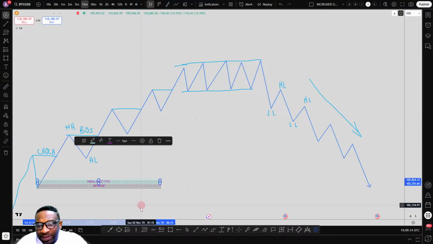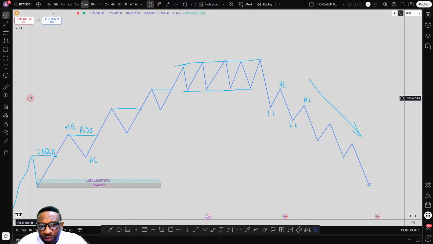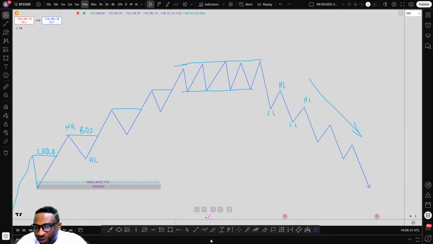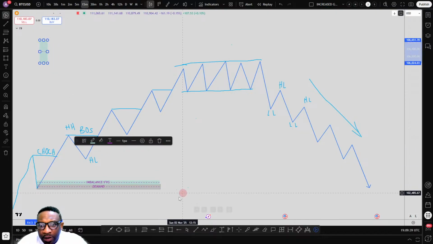So an imbalance is basically a three candle formation where the first candle and the third candle, there is a gap in between. So let me put it this way. Let me try to do a quick one. So we have that as our first candle.